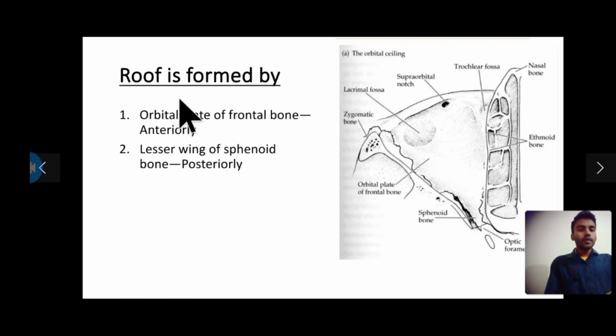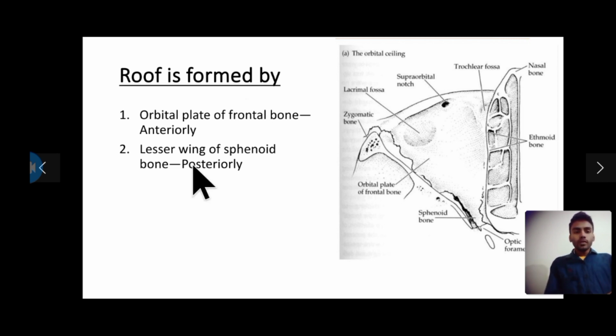Now the roof of the orbit is formed by the frontal bone anteriorly, and posteriorly it is formed by the lesser wing of the sphenoid bone. So I think you all have a basic idea about the skull bones. What is the lesser wing of the sphenoid bone? What is the frontal bone? What is the temporal bone?